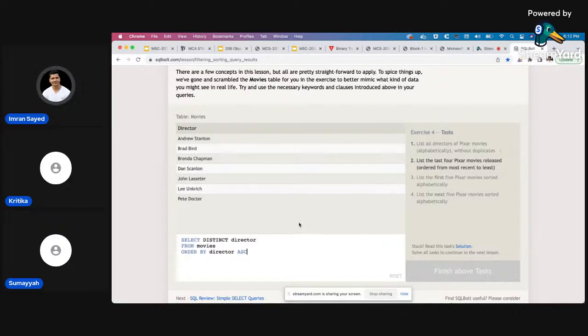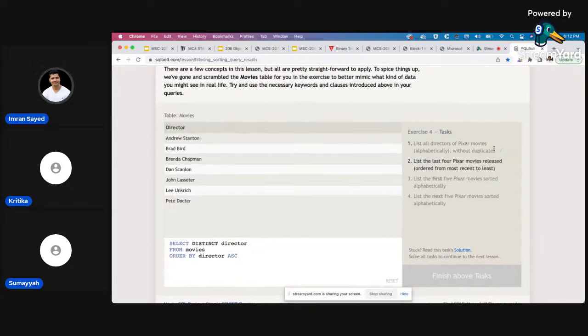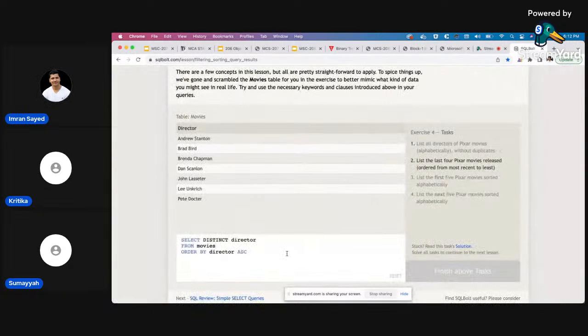So understood this? It's saying list all the directors, but without duplicates. That's why I put distinct here, and then the column name from movies, order by ascending. But whose order? You have to specify the column name over here. So the column name is director. I want all the distinct directors from movies, and the order should be alphabetical, so that's why I put ascending. So A B C D. You can see that it's in that order. So we have this checked. Let's move on to the next one.